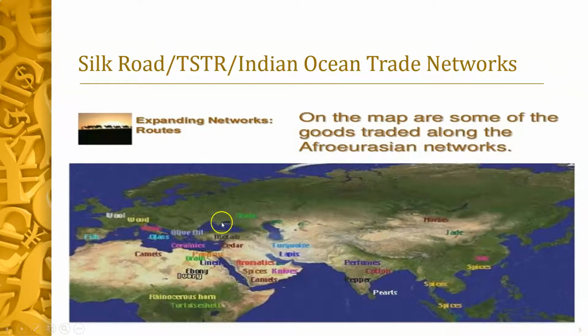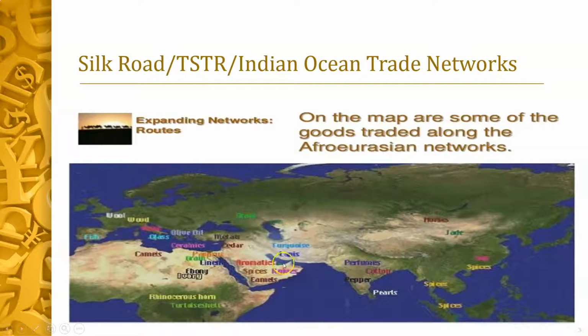And you can see the Silk Road, and you can see the Indian Ocean Trade Network, and you can see the Trans-Saharan Trade Network. Now, some of these commodities are still big money. Grain. People need to eat. It doesn't matter if it's 1,000 years ago or 1,000 years from now, people need to eat.